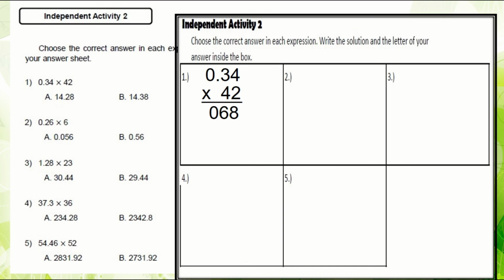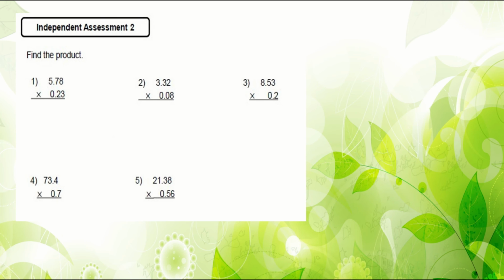So when you multiply 2 times 34, you will have 68. When you multiply 4 times 34, you have 136. So you're going to add. We have this sum. So you don't forget the decimal point and the letter of your answer. So this is 14 and 28 hundredths. That is letter A. So continue with number 2 to 5.